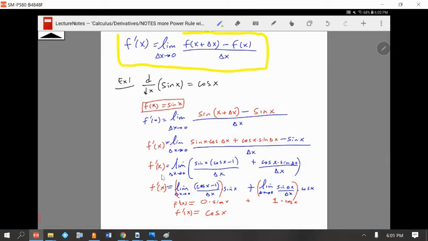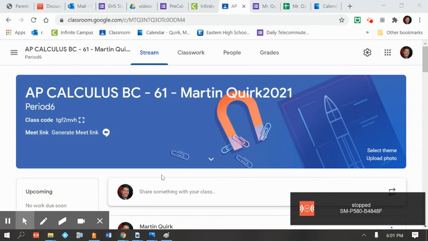Once I prove this limit definition works for, say, the power rule or the derivative of sine, or I prove that it works for the product rule, which is coming up this week, or the quotient rule, or the chain rule, then those other rules are true, and I don't have to use the dang limits anymore. So the limit definition is important, but we're going to get past it.